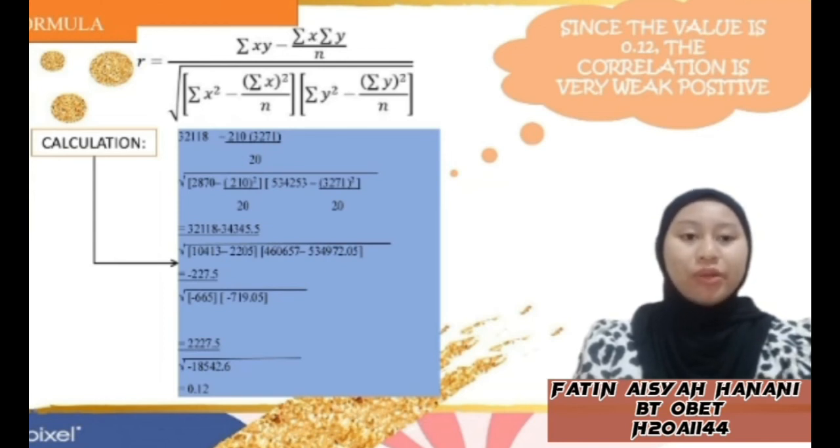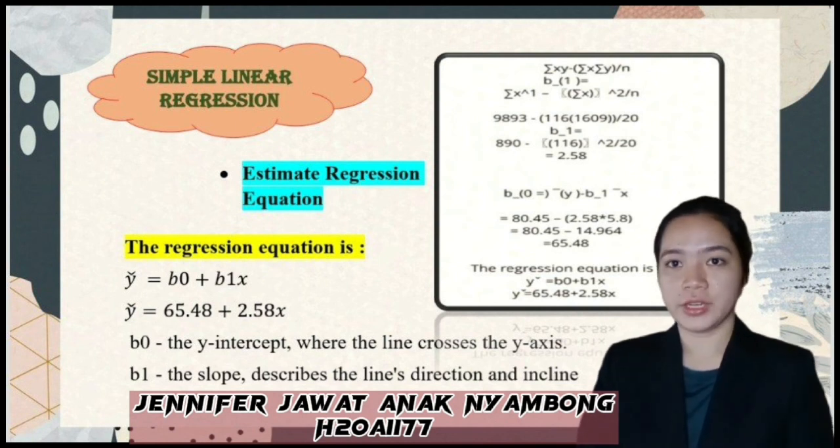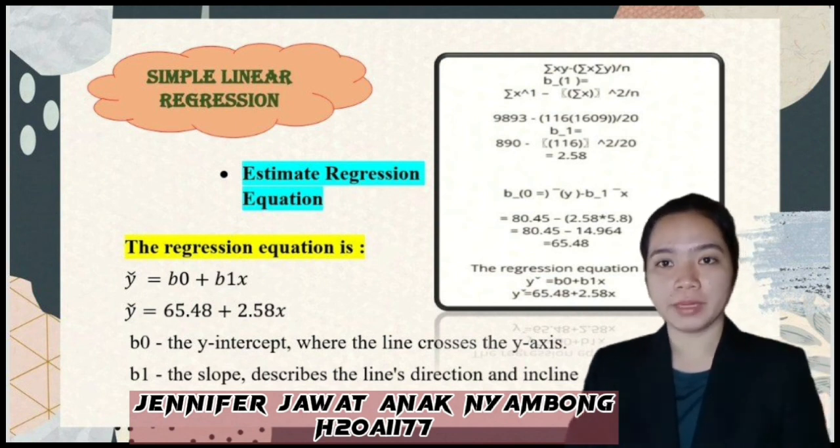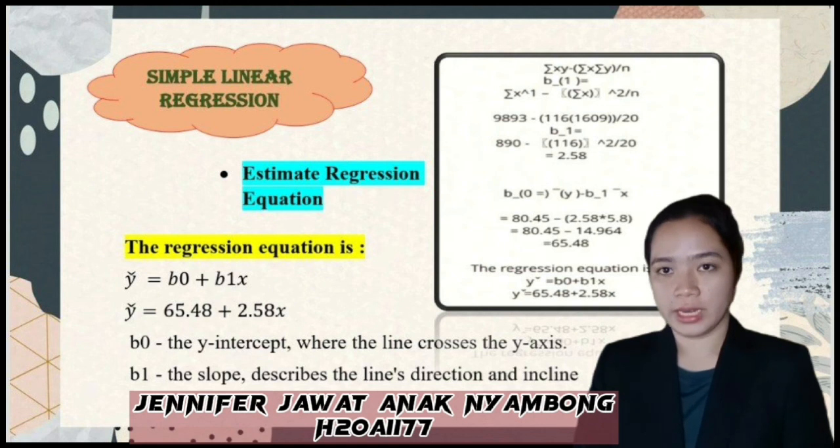And the next part will continue by Jennifer. Before we start the presentation, I want to introduce myself. My name is Jennifer Jawa Adanyambang, and my matric number is 20A1177. Next, I will present about simple linear regression. From the data that has been calculated, this is the answer of the linear regression.